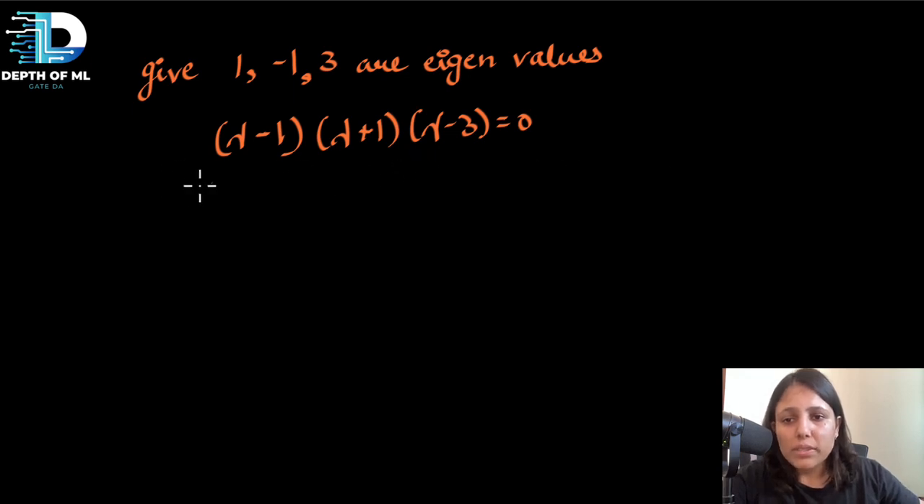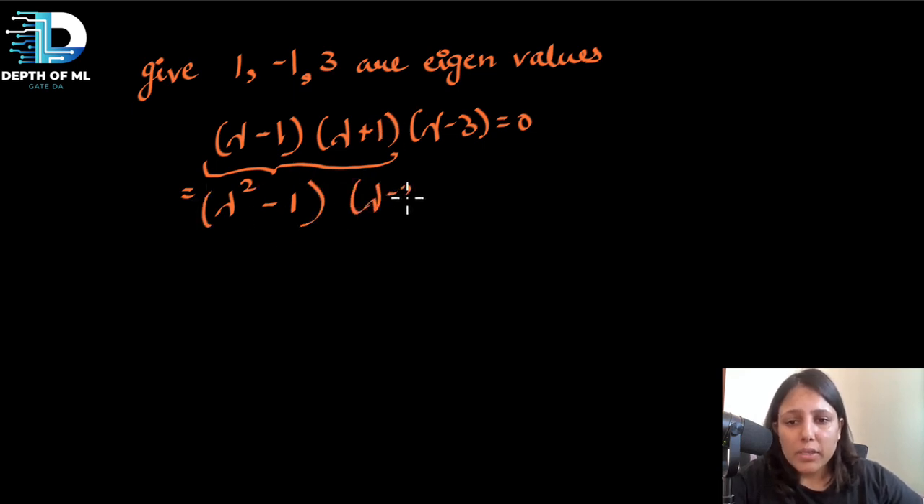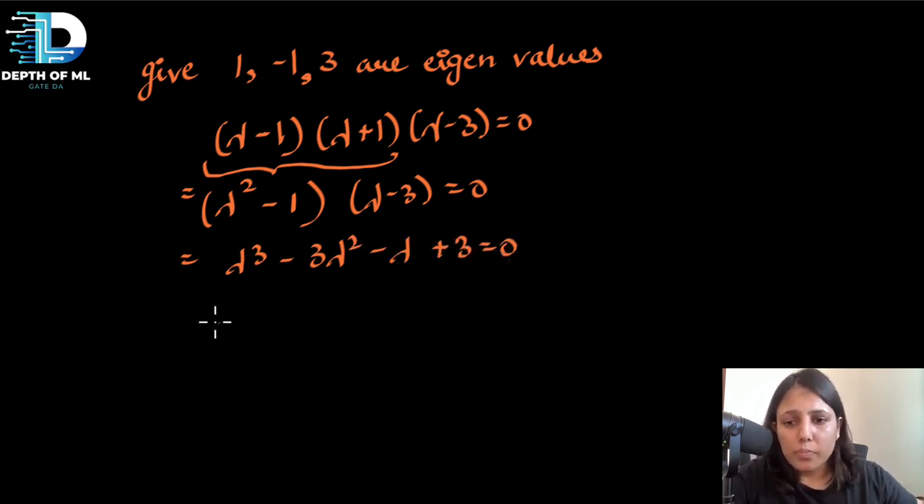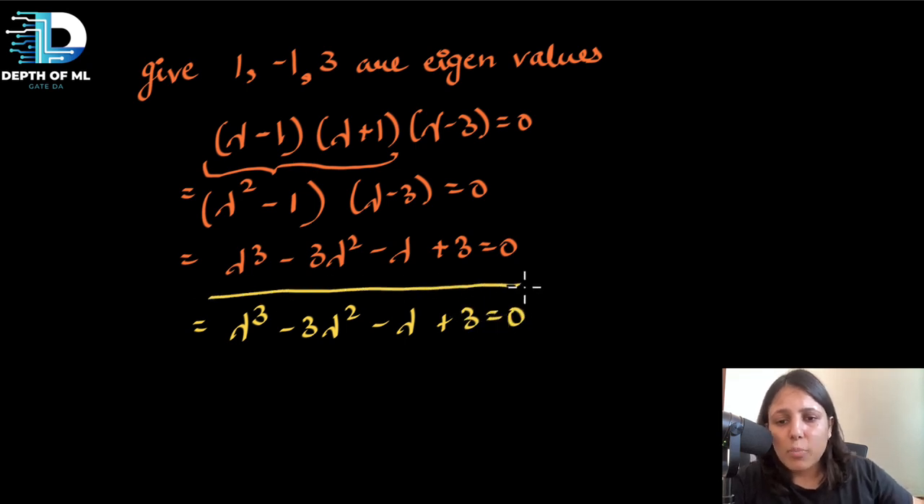Now I will open this up. I will multiply the first two first. This is A minus B into A plus B, so it is lambda square minus 1. Now I will multiply it with lambda minus 3. This gives lambda cube minus 3 lambda square minus lambda plus 3 equals 0. So this is my characteristic polynomial equation.